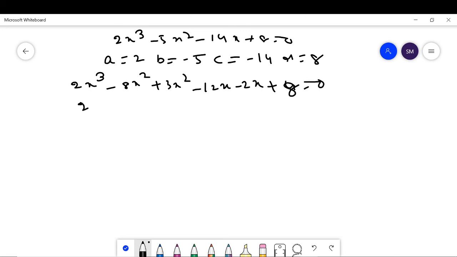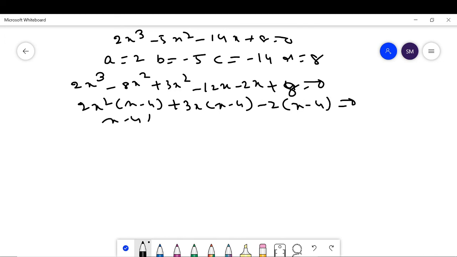Then look at here. Take 2x square common, we get x minus 4. Here take 3x common, this is x minus 4. Here take minus 2 common, this is x minus 4 is equal to 0. Then x minus 4 into 2x square plus 3x minus 2 is equal to 0.